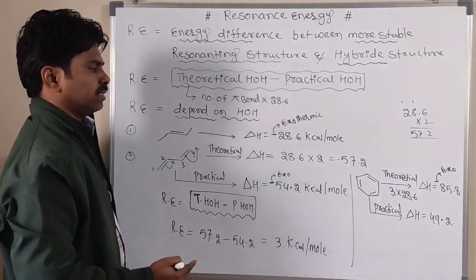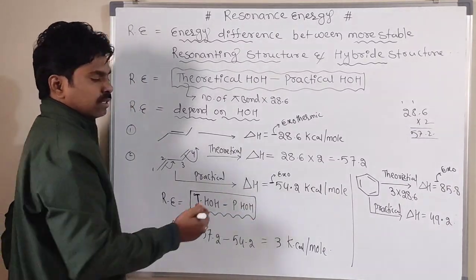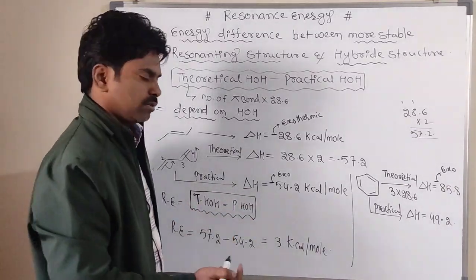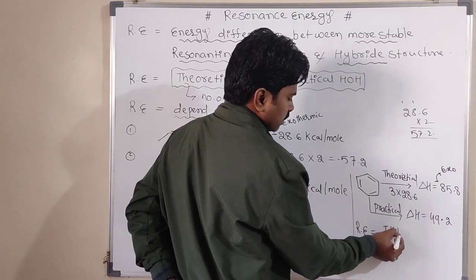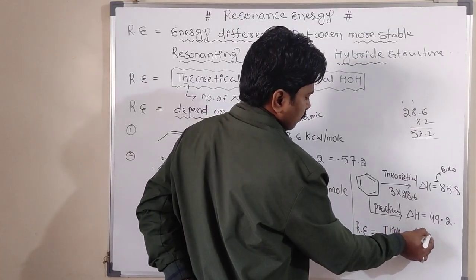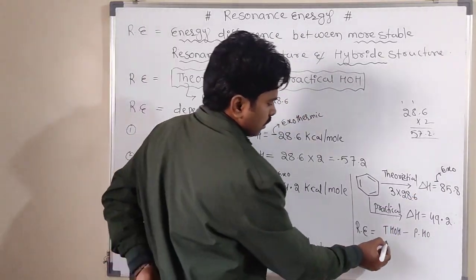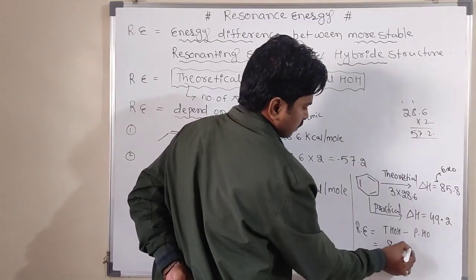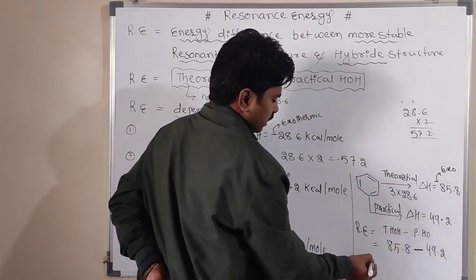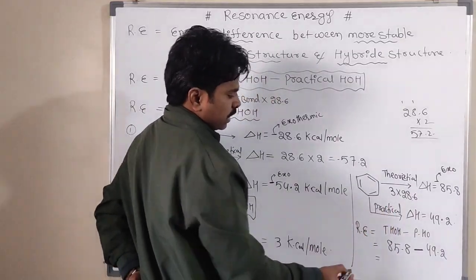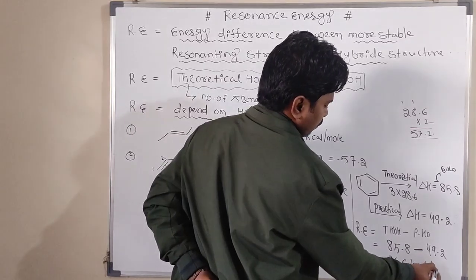So when these two values are put in, theoretical value minus practical value, we get the resonance energy. So resonance energy is equal to theoretical heat of hydrogenation minus practical heat of hydrogenation. What about the theoretical heat of hydrogenation value? Right, very good, 85.8 minus 49.2. When we subtract, we get 36.6 kilocalorie per mole.